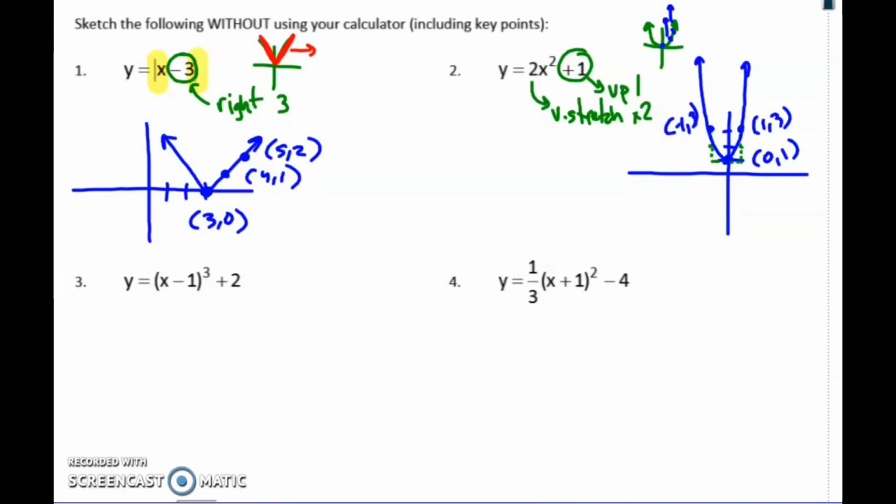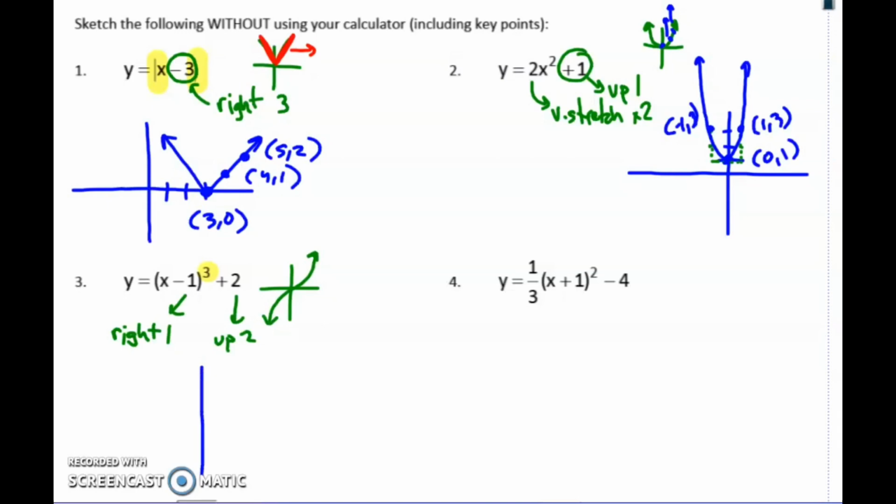Okay, let's take a look at number 3. We've got a cubic. All right, so we need to recognize our parent function. I also need to recognize what that's going to look like. So I like to do these little thumbnails. Again, you don't have to, but it's going to look like this. See, I recognize that pattern. And what am I doing? A negative 1 inside the function is right 1. And a plus 2 here is going to be up 2.